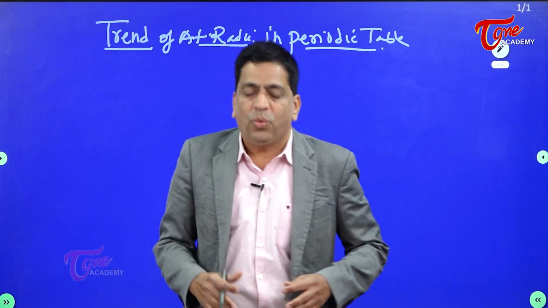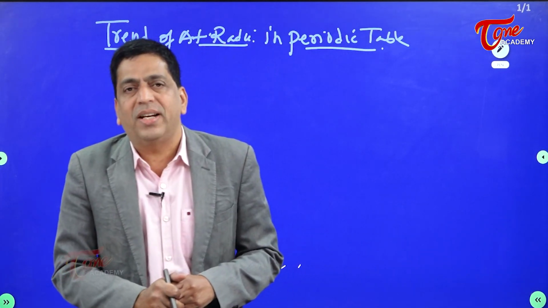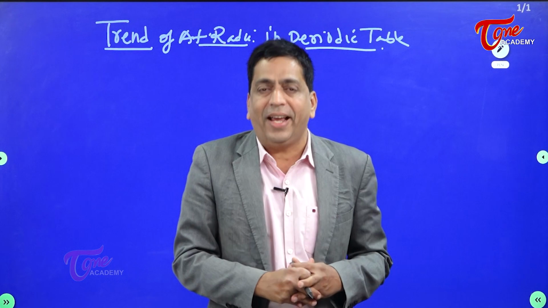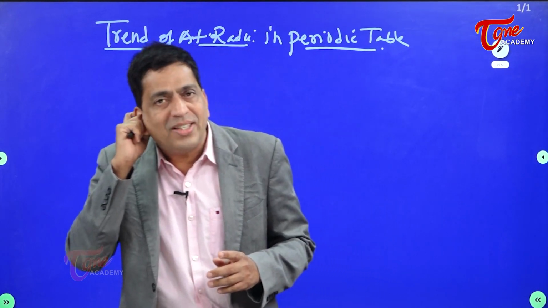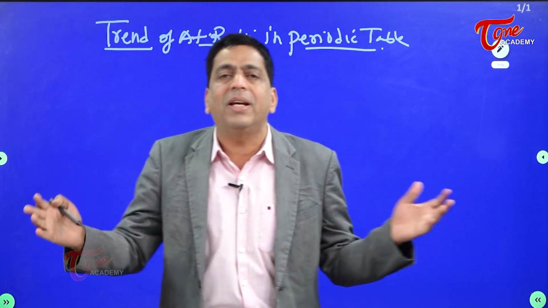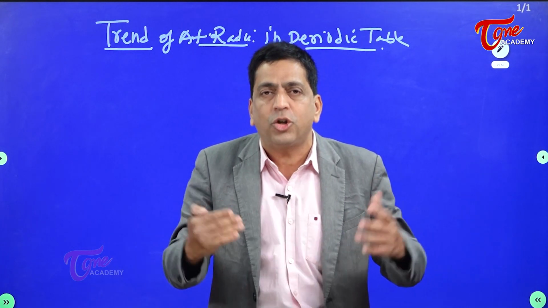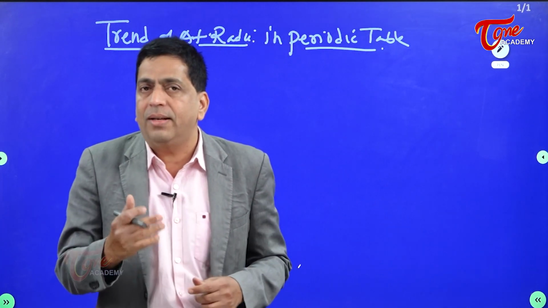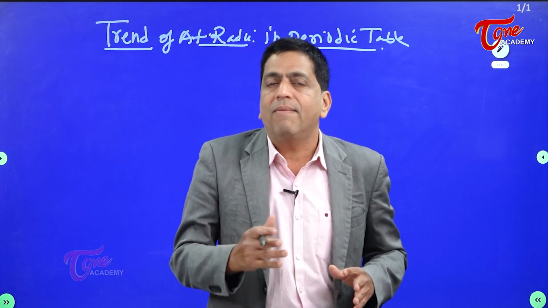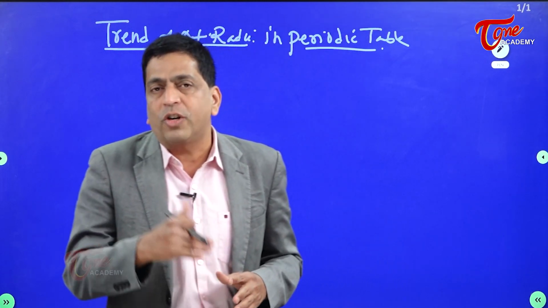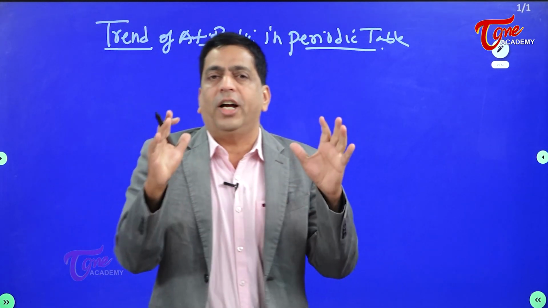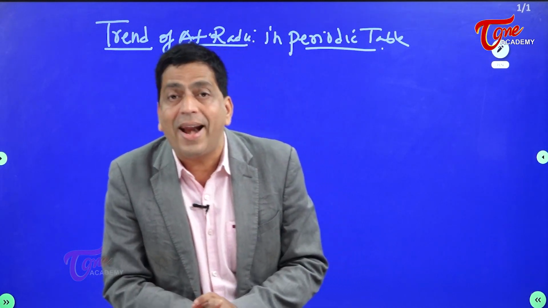Now we have a complete idea of what atomic radii is. Now what we will do is look at how atomic radii varies in the periodic table. That comes to the second issue. When I discuss all this, I will be linking this trend to questions in the exam also, so I draw the attention of everyone.